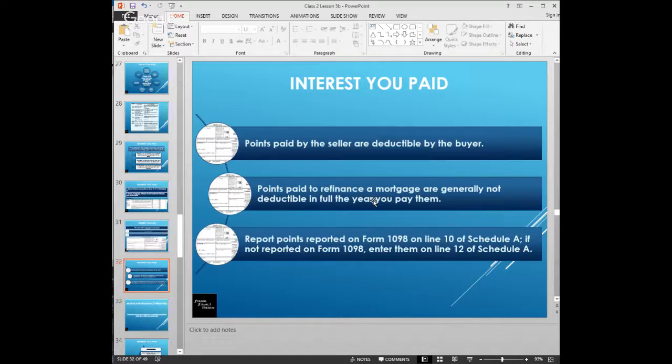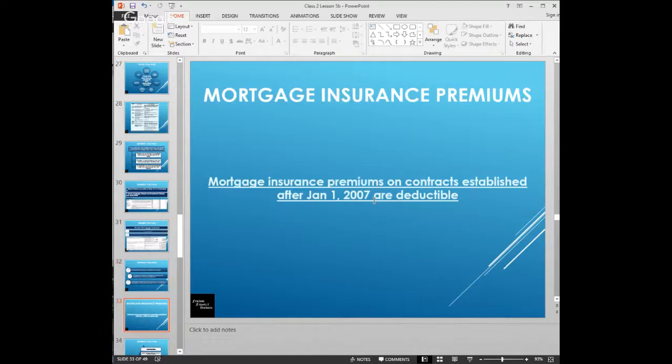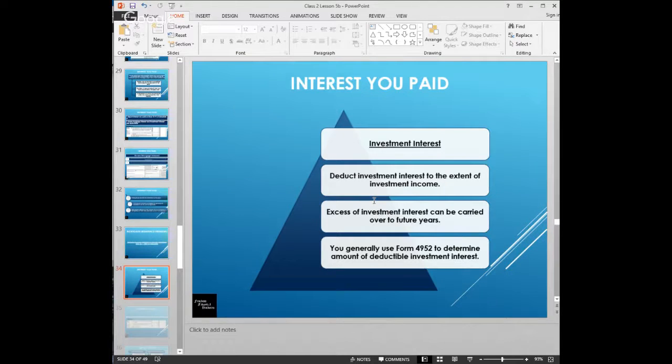So if you receive the 1098 and it shows the points on that form, then you would be deducting them in the year that they are reported on the 1098. Mortgage insurance premiums may be deductible for any contracts that are established after January 1st, 2007. So if you've bought a home or refinanced your home and you do have to pay mortgage insurance premiums, and that occurred after 2007, you should find them to be deductible.